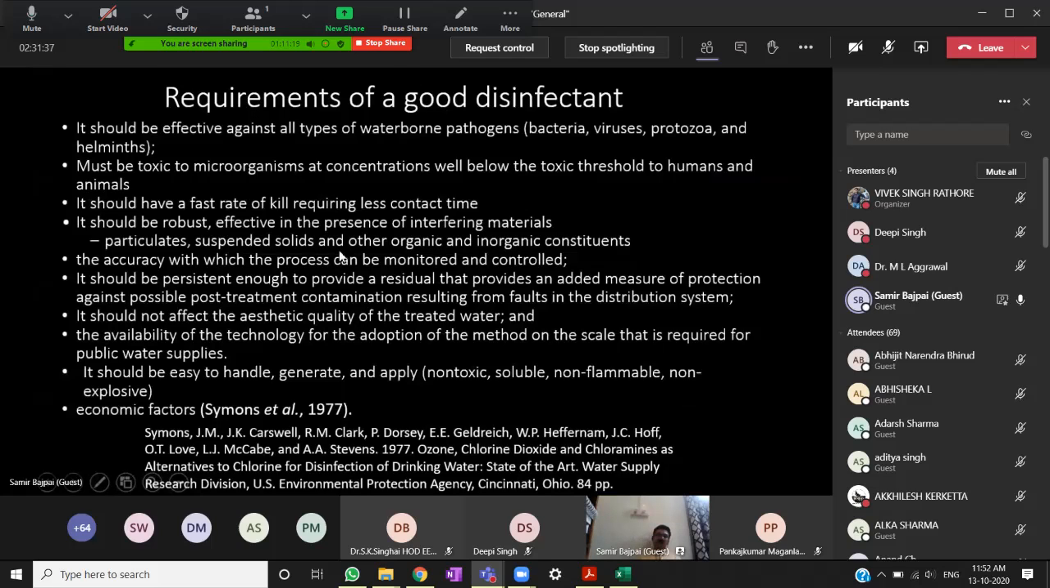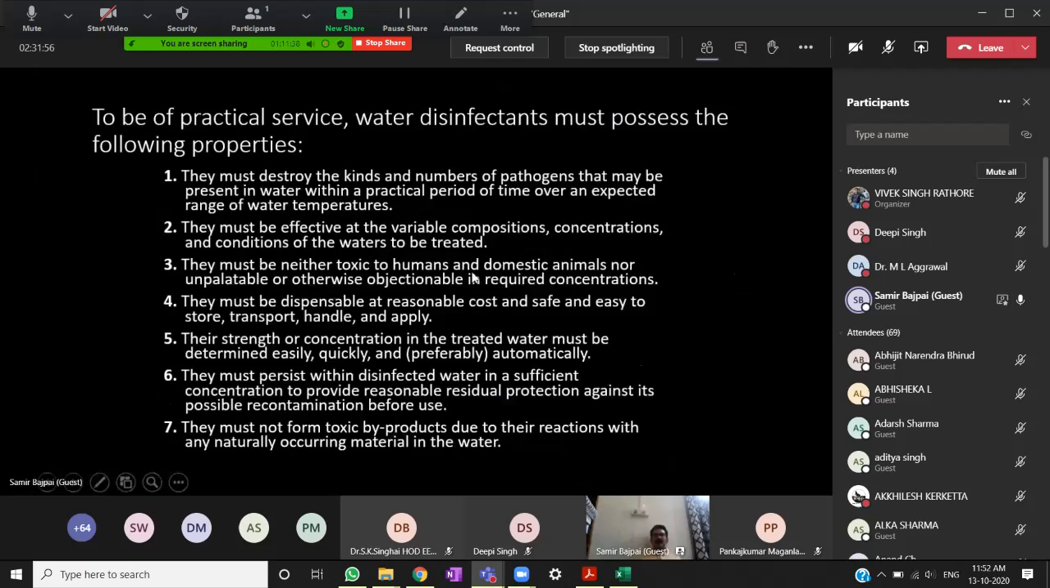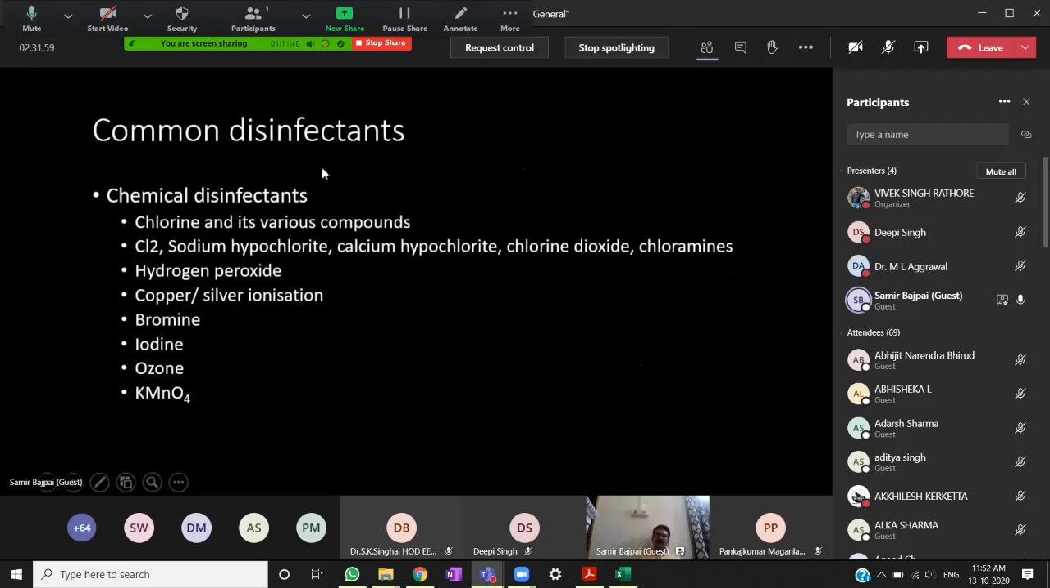So what type of disinfectant to select requires a lot of considerations. Basically, it should be effective, it should be cheap, it should be easily applicable, it should not be harmful to the consuming population, and it should not be toxic in itself. So a lot of requirements are there. Based on different disinfectants, common disinfectants can be classified in two ways.